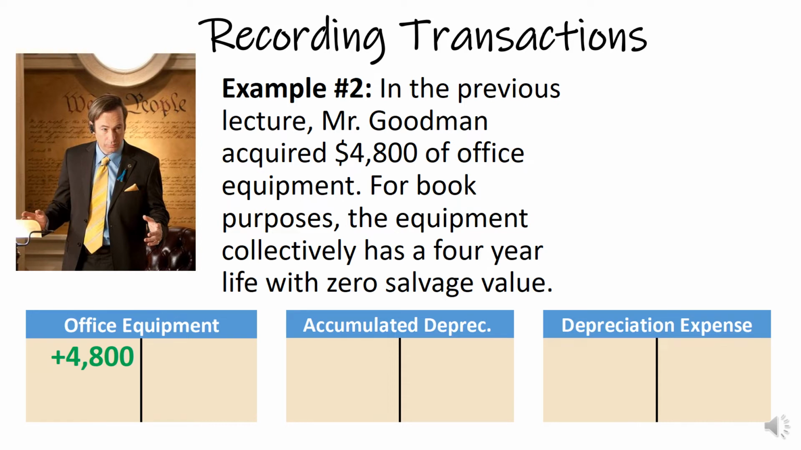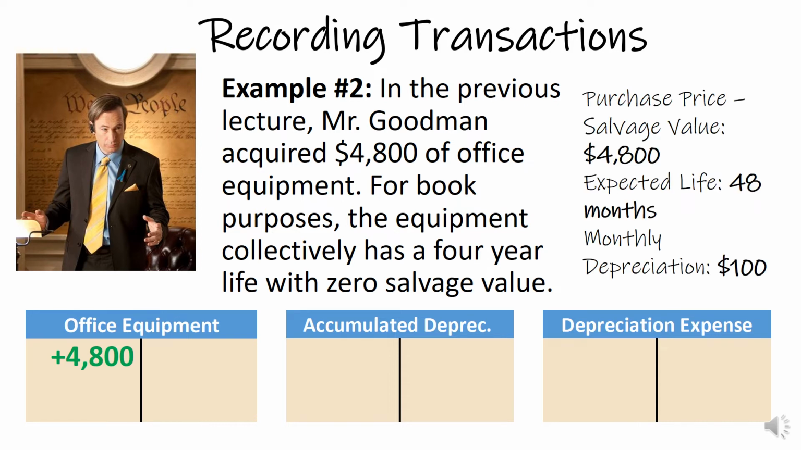Remember from your financial accounting class that we compute depreciation as the purchase price minus the salvage value, which we're told is 0, divided by the expected life of the asset, which we're told is 48 months. This yields monthly depreciation expense of $100. We debit depreciation expense, and we know that expenses always rise to the debit because they offset our revenue, which rises to the credit.